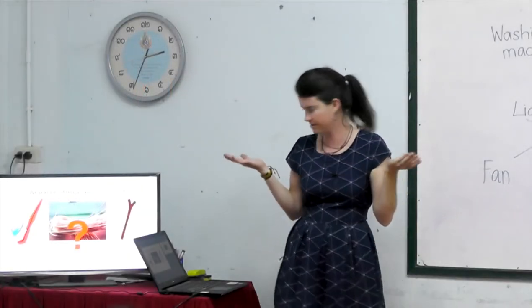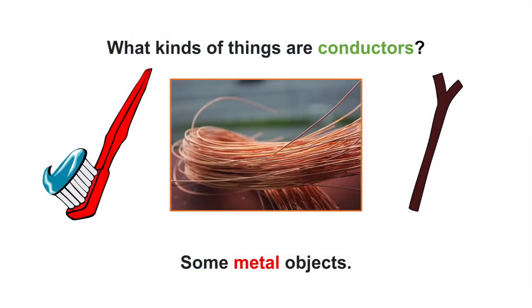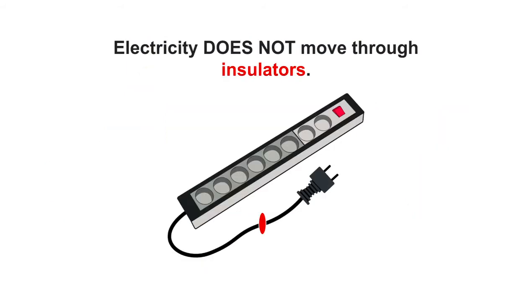Yeah, why? Because it's the metal one. Electricity moves through some metal object. So it's going to be our wire. Our wire will be our conductor. Okay, we've got our conductors.